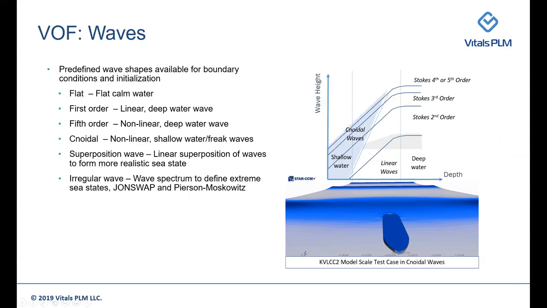Here in this example, we see a KVLCC2 ship at scale level under these sinusoidal waves. And also there's a possibility to model irregular waves as per the standards of JONSWAP and Pierson-Moskowitz.